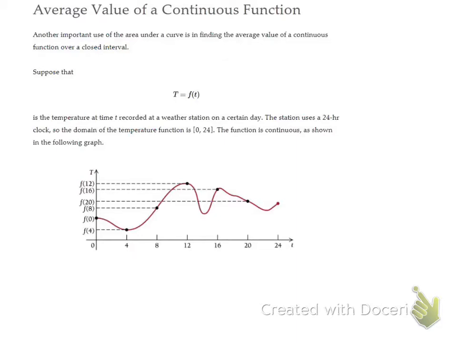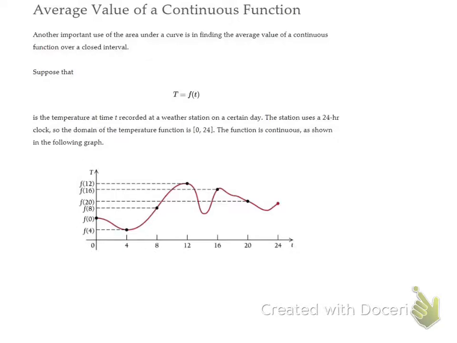Next, we want to look at the average value of a continuous function. So suppose we have some function that tells us the temperature recorded at a weather station on a certain day. In this graph, the t-axis, or the horizontal axis, will just be the hours in the day, and we're using an Army time 24-hour period. And this axis gives the temperature at those particular hours.